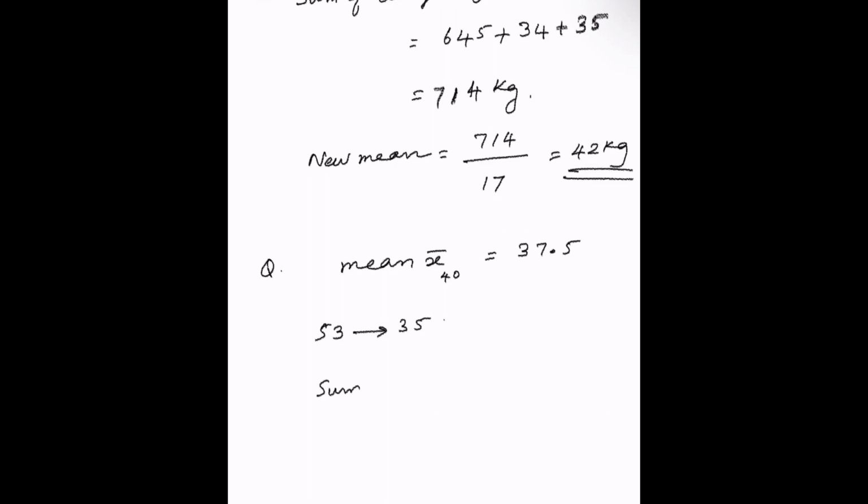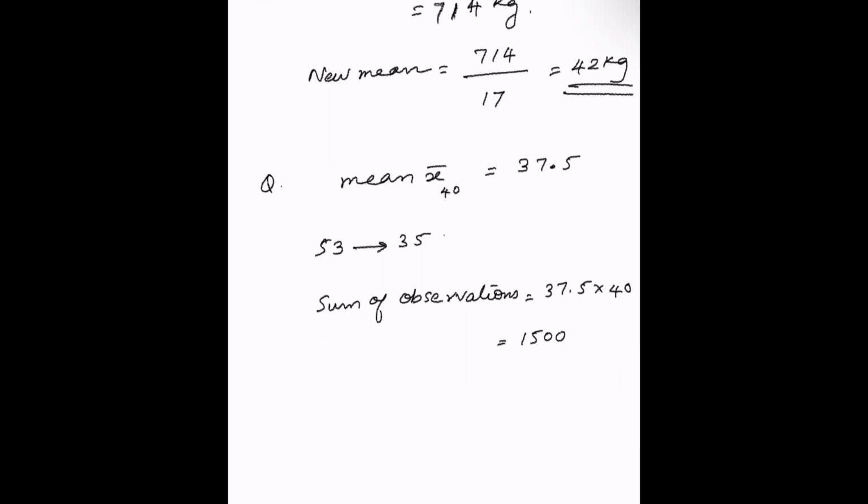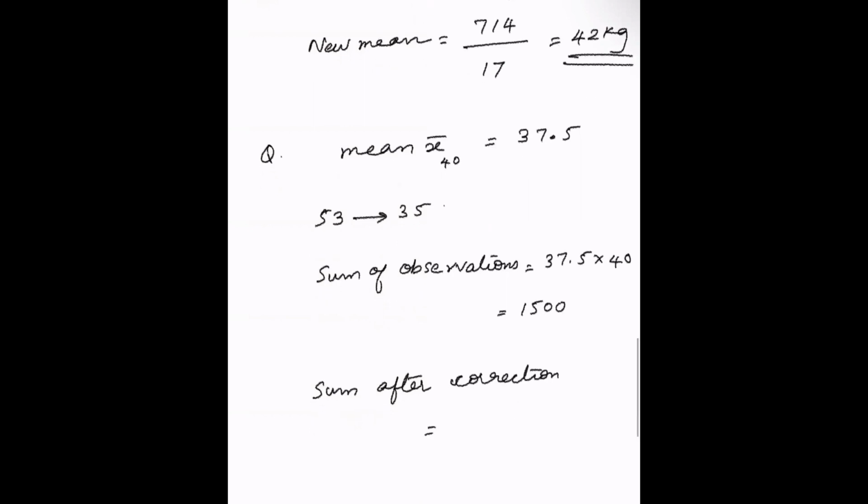So sum of observations would be 37.5 into 40. Yes, it is 1500. Now what do I need to do? I have to correct the sum, right? Sum after correction, I'll write like this. And what kind of correction am I doing? 1500 minus, I am subtracting 53. Instead of 35, 53 was taken. So I'm subtracting 53 and adding 35.